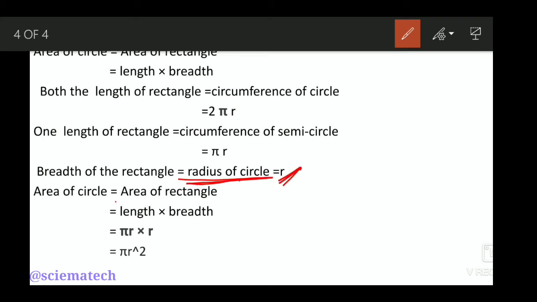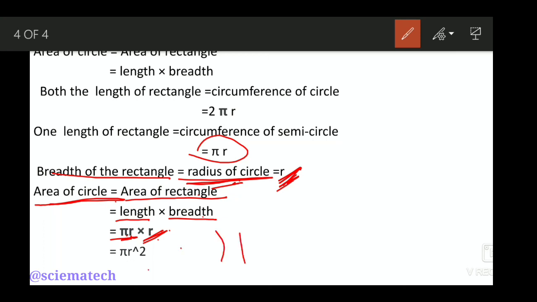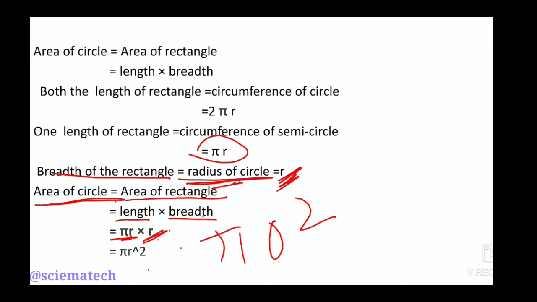So now I can find again, area of circle is equal to area of rectangle. Area of rectangle is equal to length into breadth, and what we found, length is pi r, and the breadth of the rectangle is the radius of the circle, that is r. So pi r into r, at the place of breadth it will be r, radius. So now pi r into r will be pi r square. So area of circle will be pi r square.